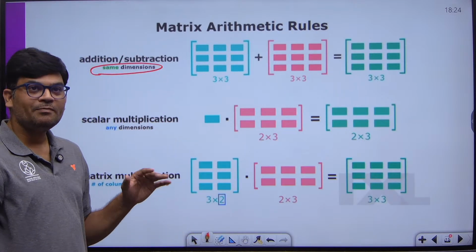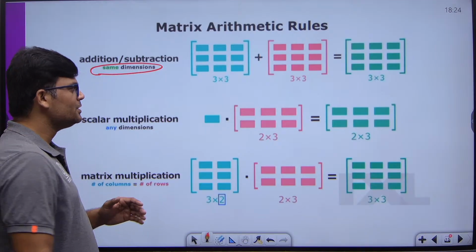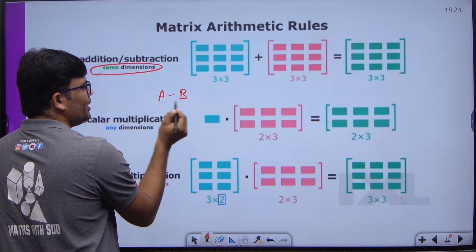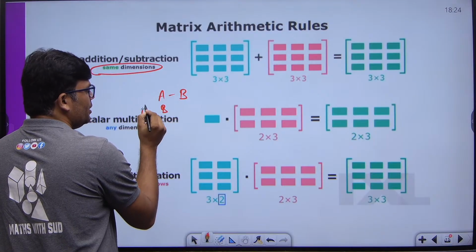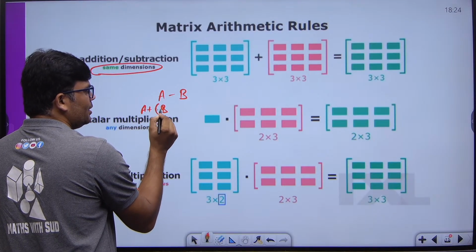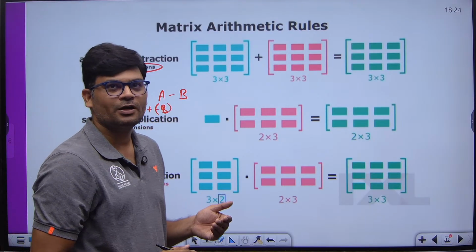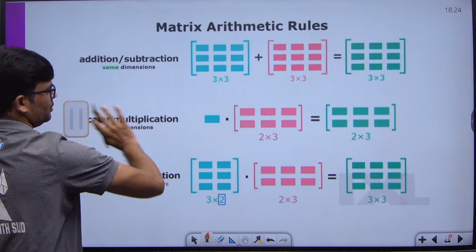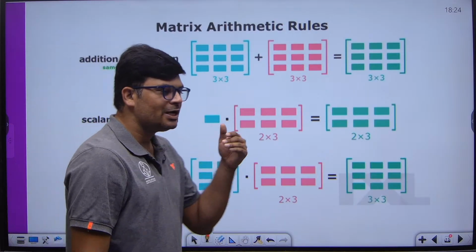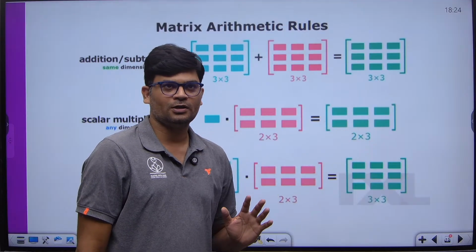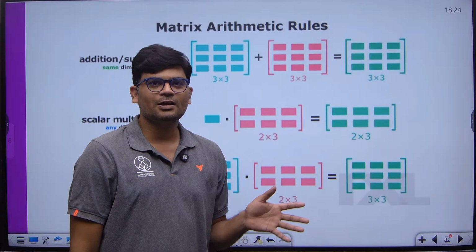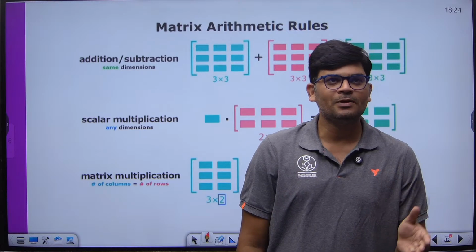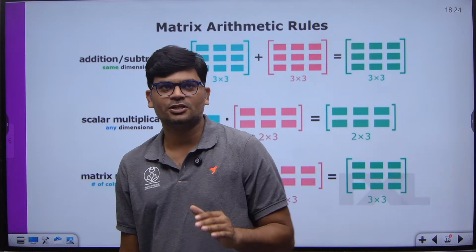In fact, that can be a negative number as well. Suppose I ask you what is A minus B. You have been given A and B. So minus B is what? Minus B is actually the multiplication by negative 1. You change the sign of all the numbers. So multiplying by minus 1 is also a scalar product. You can look at it as a subtraction, and you can also look at it as a multiplication by negative 1 and then addition.